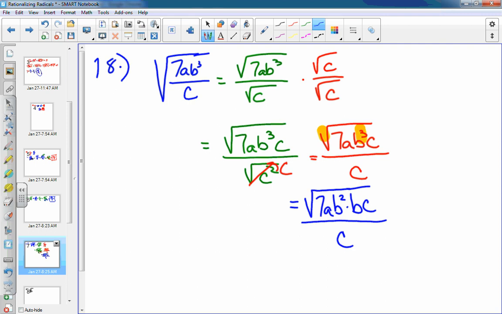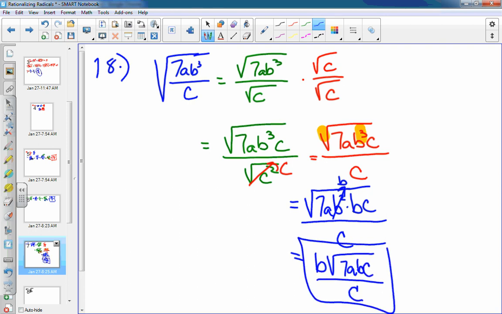Why did I split that up as b squared times b? Because b squared and the square root of that can come out as a b. So this comes out as a b, and I'm going to be left with b square root of 7ac all over c. Does that make sense? Yes? Excellent.